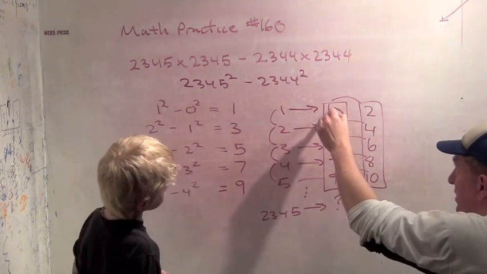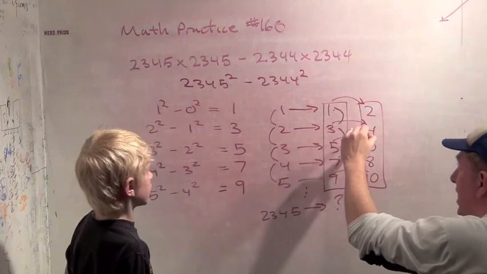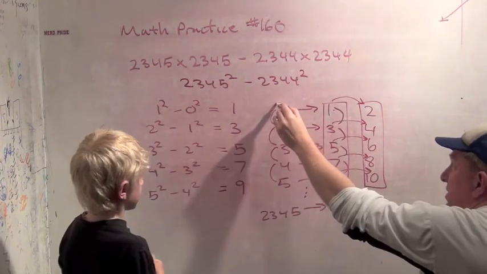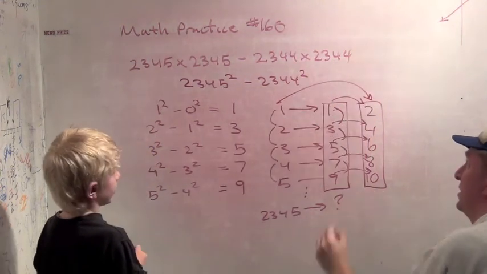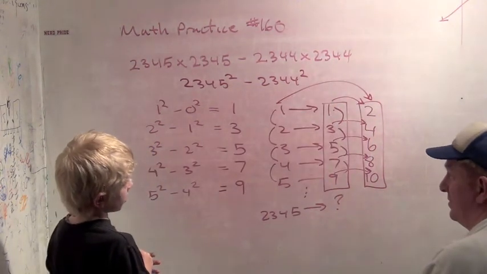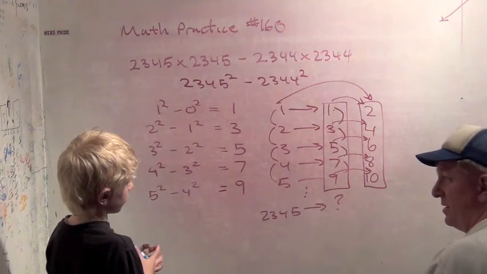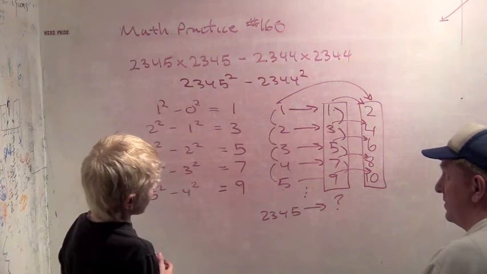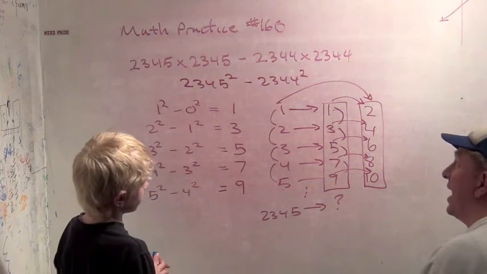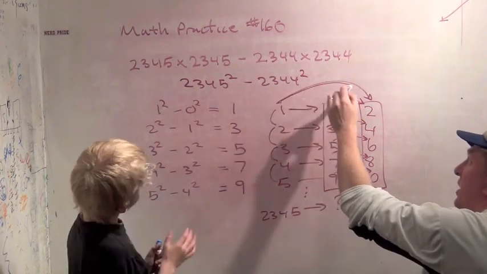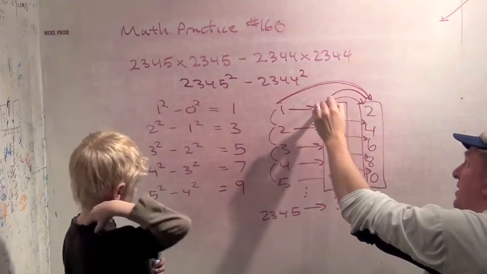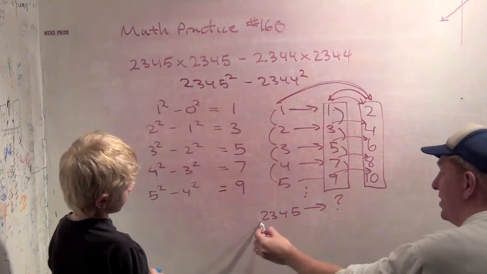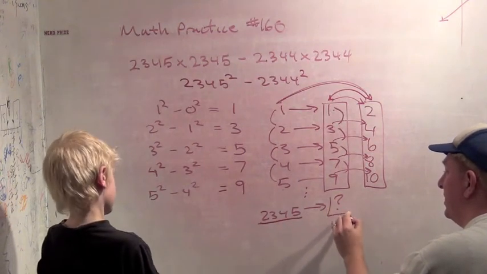How do I go from this column to this column? You add 1. Aha! How did I go from this column to this column? You add 1. Really? 5 plus 1 is 10? No. You multiply that number by 2. Aha! So I multiply the number by 2, and then what do I do if I want to go back to this column? You minus 1. Minus 1.